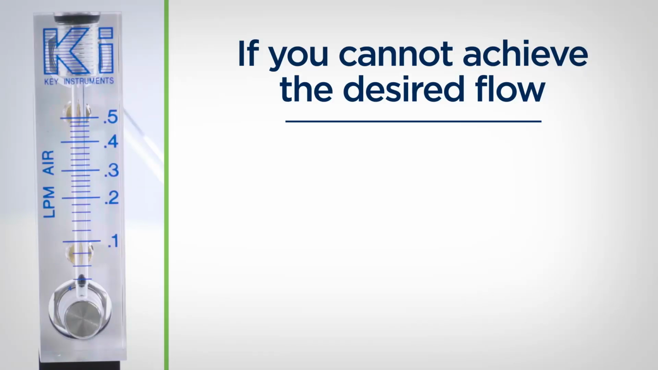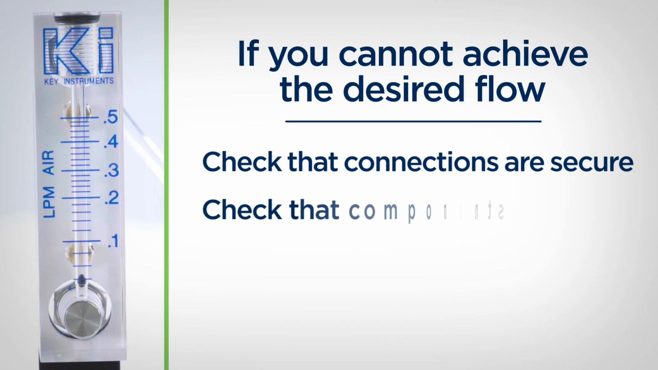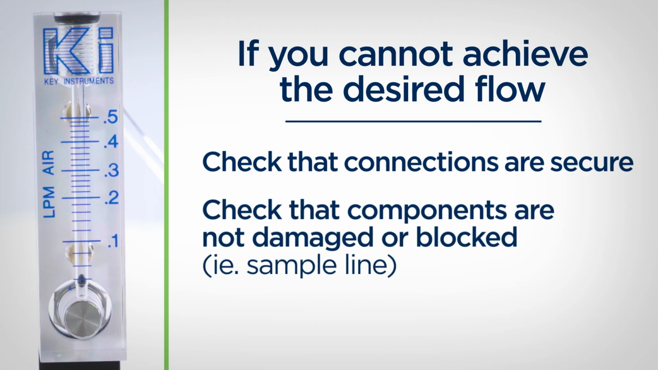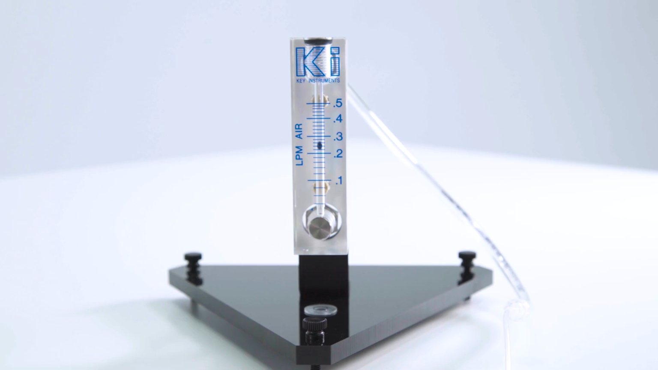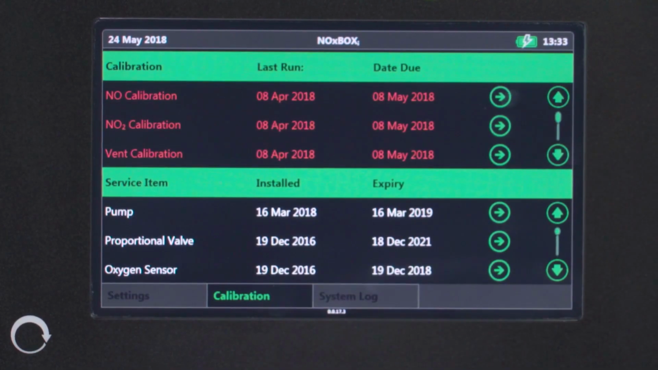If you cannot achieve the desired flow, check to see if your connections are secured and that components, such as the sample line, are not damaged or blocked. If you still cannot achieve 225 milliliters per minute, contact your Praxair service representative. Leaving the pump flow meter connected, press the on-screen calibration tab to continue with the calibrations.